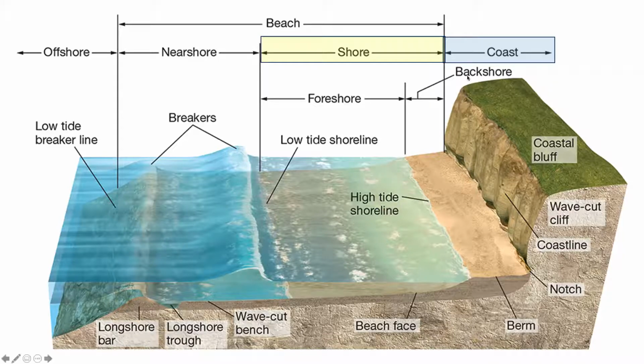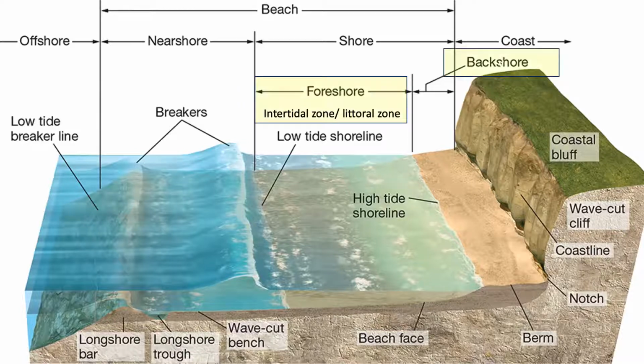The width of the shore varies up to hundreds of meters, while the width of the coast may vary up to tens of kilometers. The coastline marks the boundary between the shore and the coast.